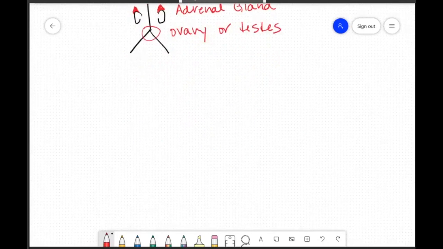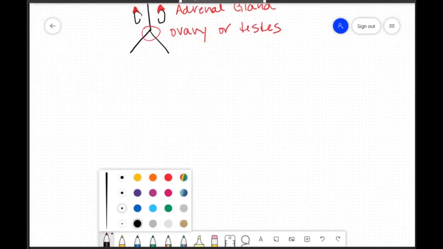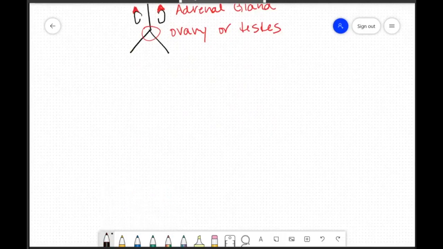So how we're going to break down the next section is we're going to do a bunch of flowcharts. We're going to start with the endocrine gland, and then we're going to break down the hormones that are produced at each endocrine gland. We're going to start with the easiest and get to the hardest. So the easiest gland is going to be our pineal gland.